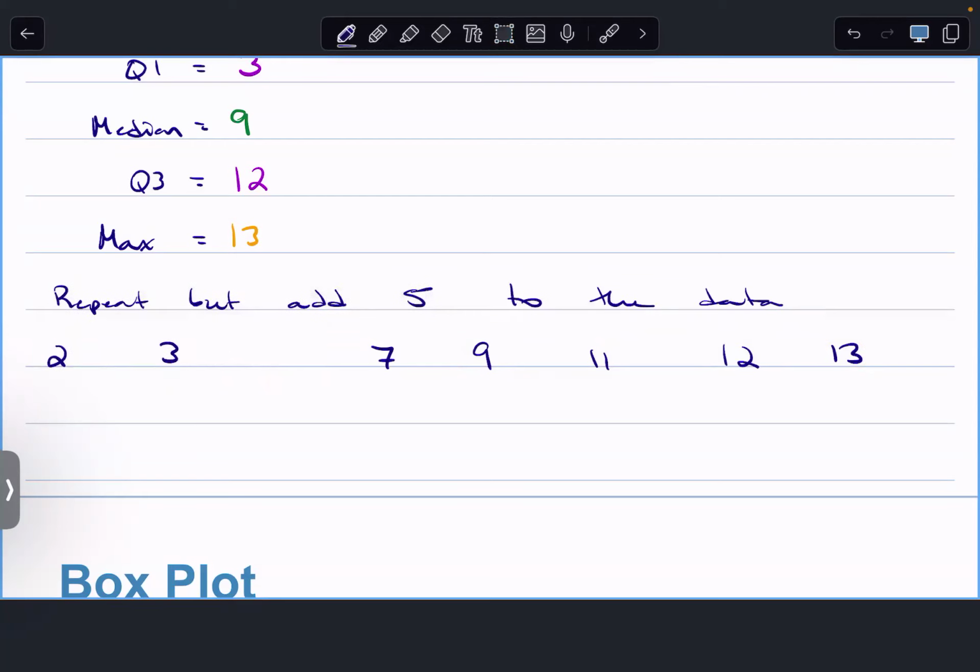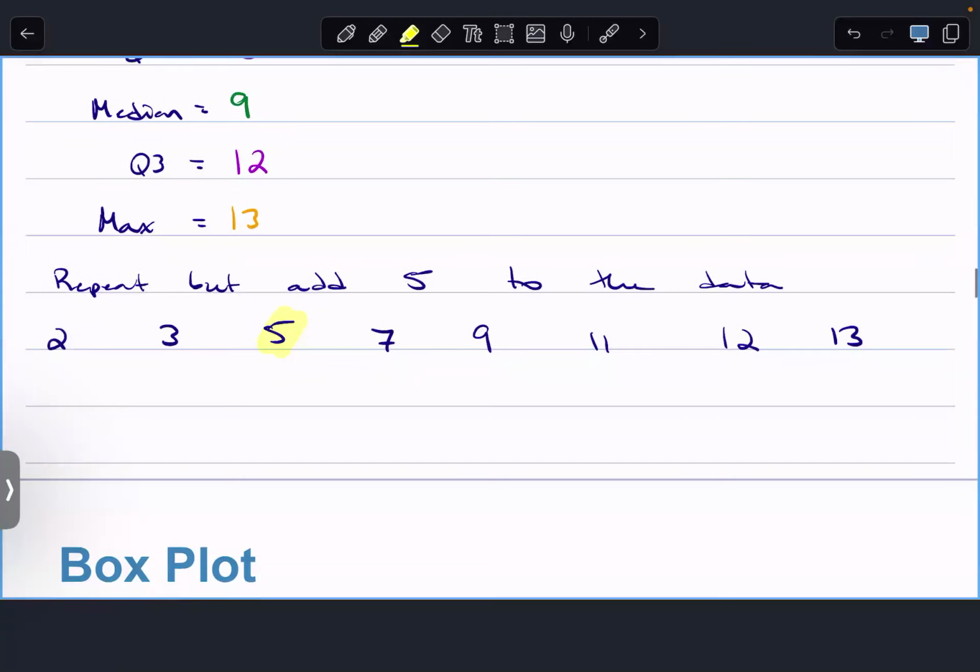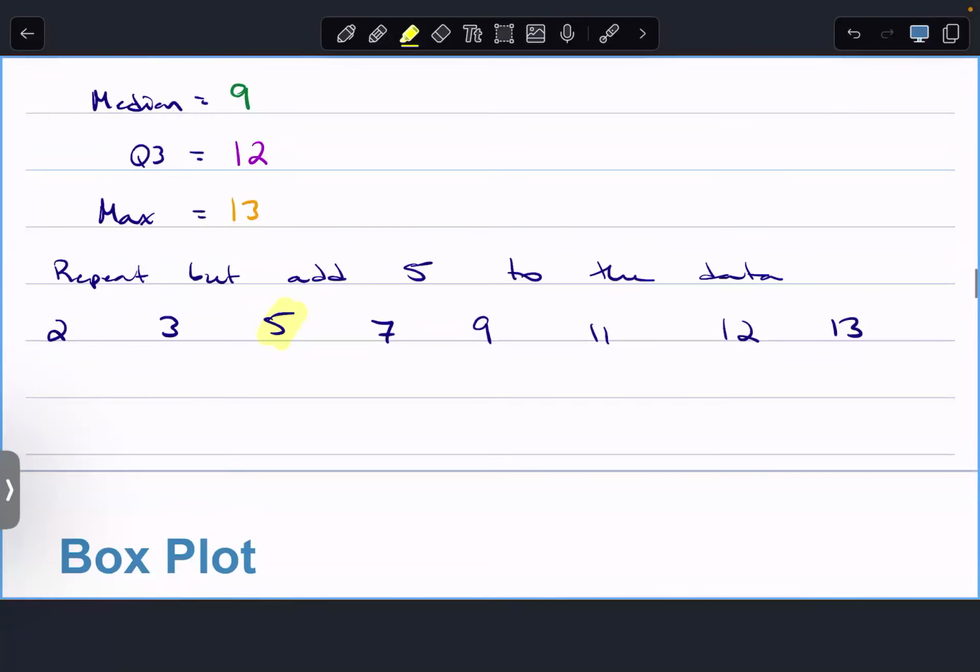2, 3, 5, 7, 9, 11, 12, 13. Why not? So now I've got one more data point. Right. I skipped the sorting, because we'd already done it. So now what we're gonna do is, the minimum and the maximum stay the same in this case, right? And so we can keep those here.